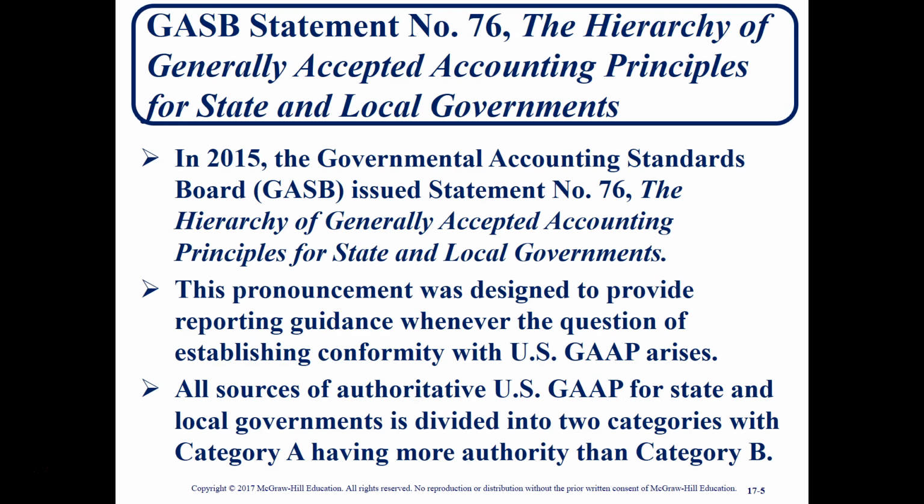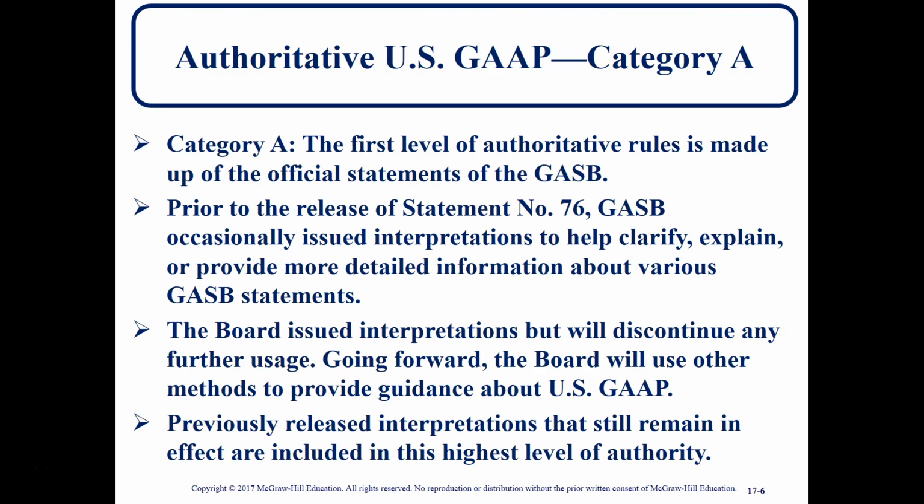All sources of authoritative U.S. GAAP for state and local governments, very similar to the FASB, have two categories, Category A and Category B. Category A is authoritative, whereas Category B is non-authoritative. In Category A, the first level of authoritative rules is made up by the official statements of the GASB.